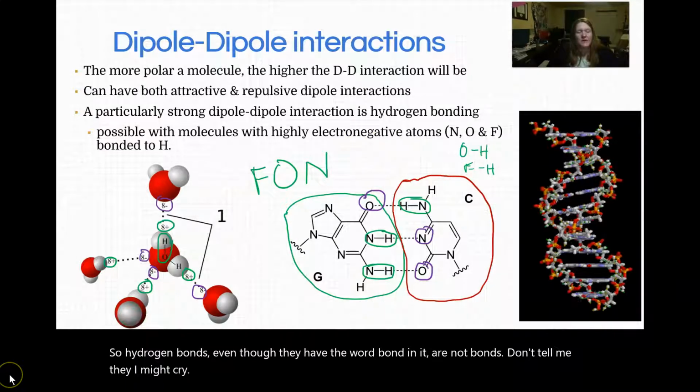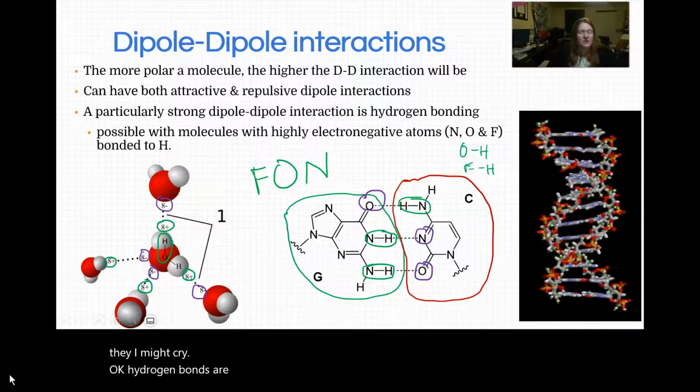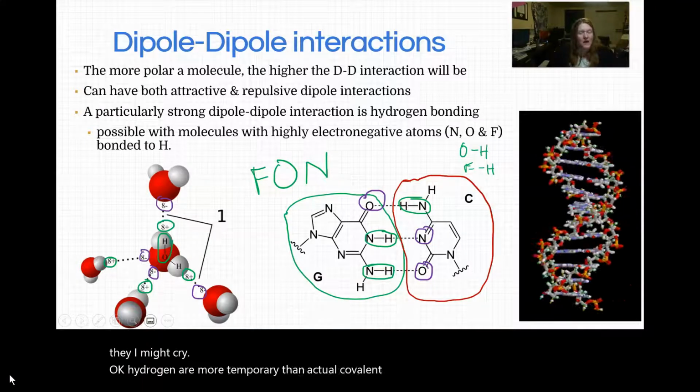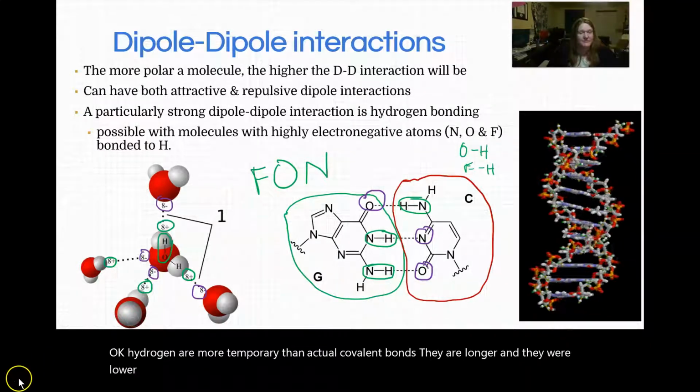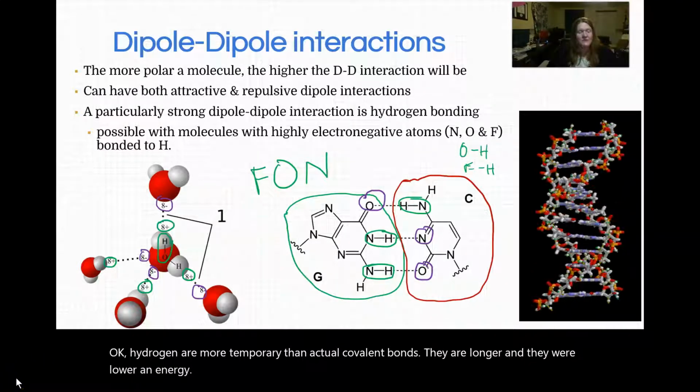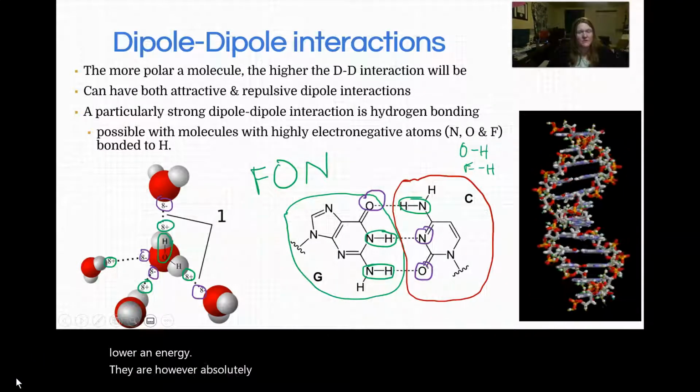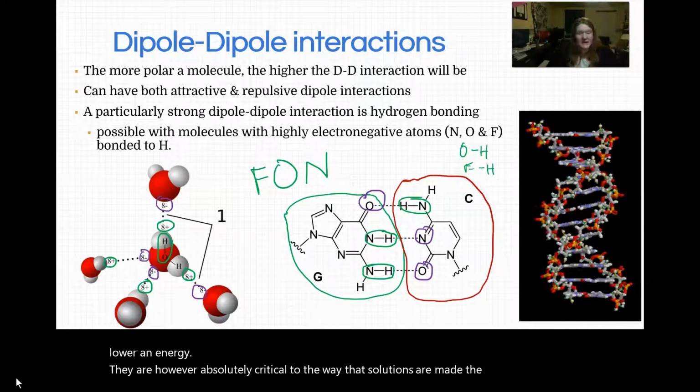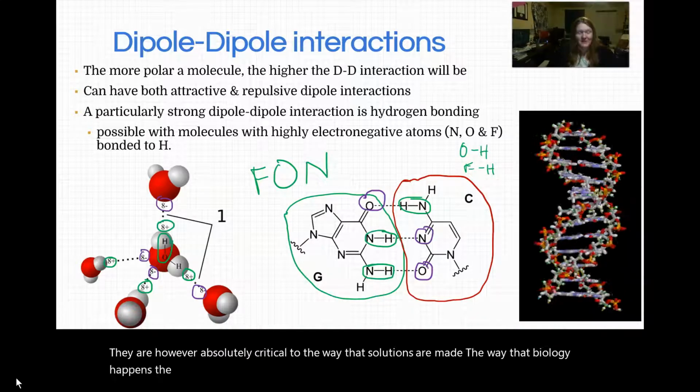Okay? Hydrogen bonds are more temporary than actual covalent bonds. They are longer, and they are lower in energy. They are, however, absolutely critical to the way that solutions are made, the way that biology happens, the way that everything in the world occurs.